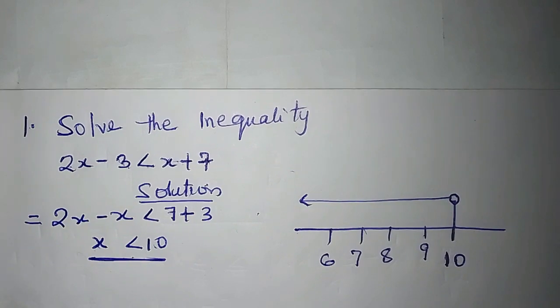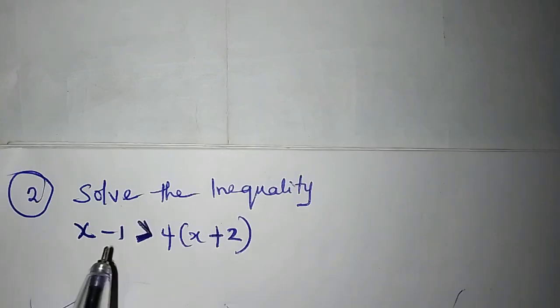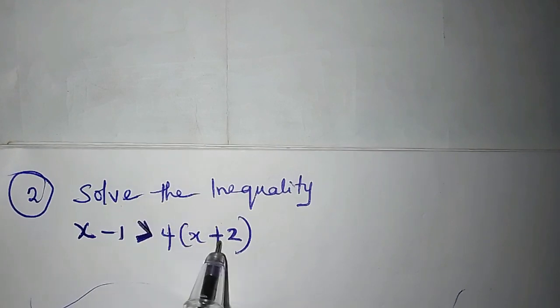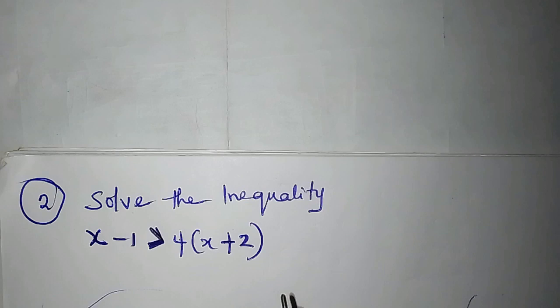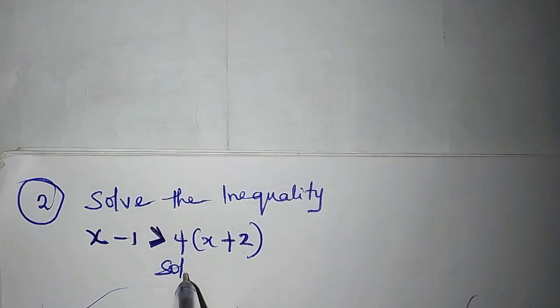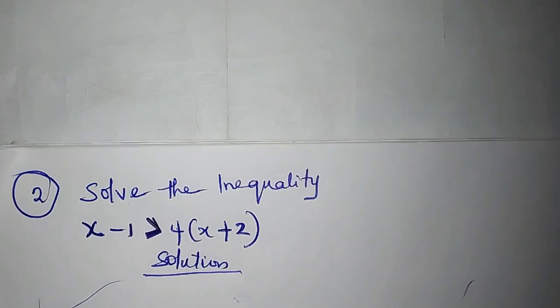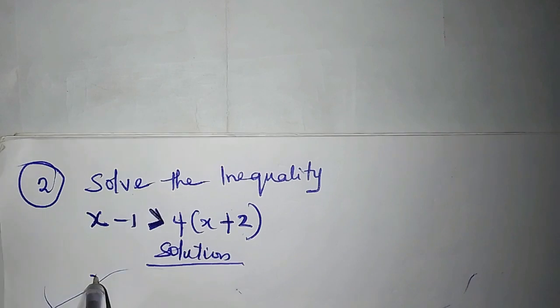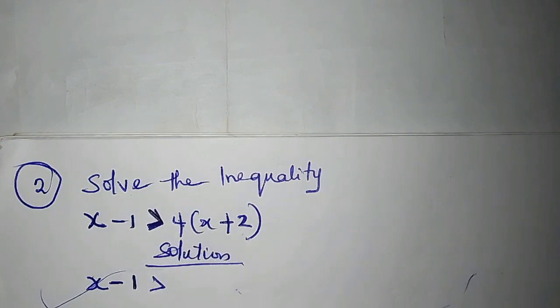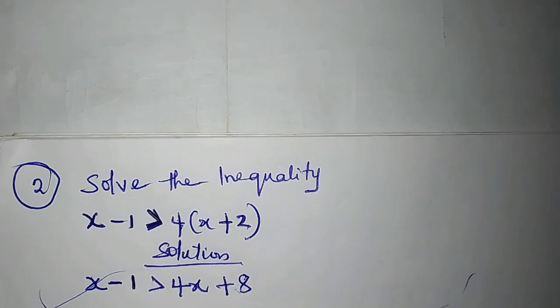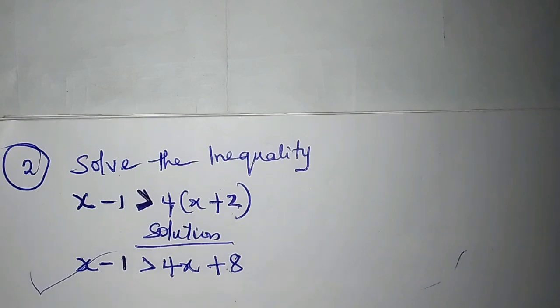Now let's see the second question. Solve the inequality x minus 1 greater than 4 bracket x plus 2. So it's also as simple as the first one. Let's expand the bracket first. If we expand the bracket at the right hand side, we have x minus 1 greater than 4 times x is 4x, 4 times 2 is 8. So let's collect like terms and simplify.